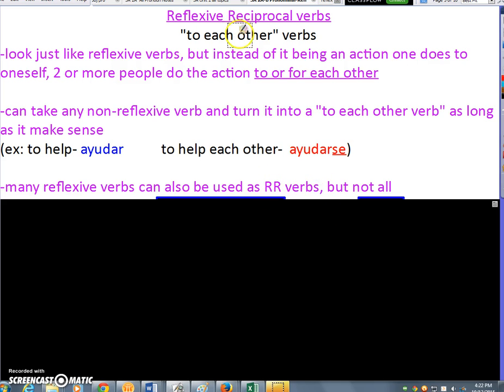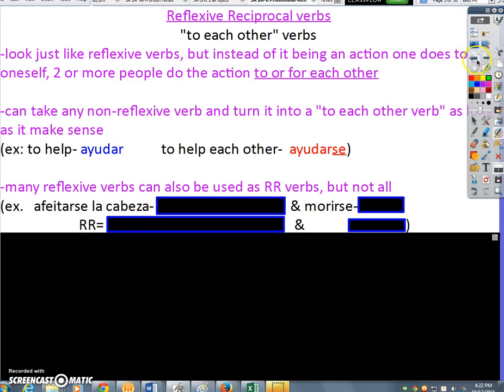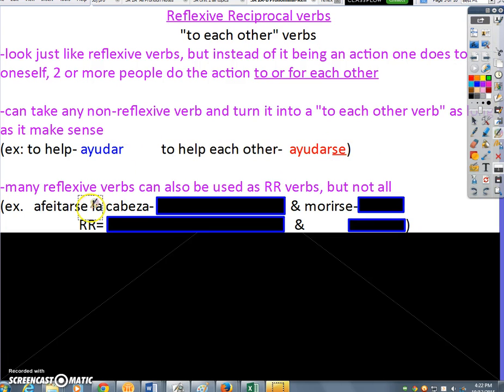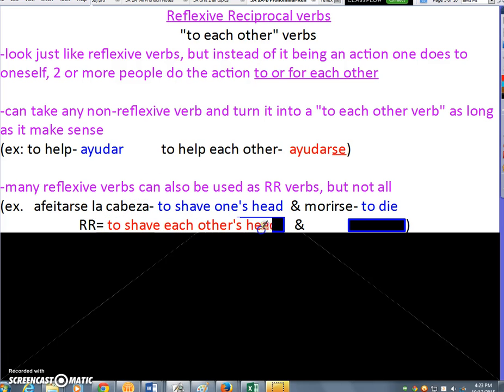Many reflexive verbs can also be used as reflexive reciprocal verbs. That's what that RR stands for. I'm just helping you guys abbreviate your notes a little bit, but not all of them. For example, afeitarse la cabeza, if I go back to my pink sheet, afeitarse means to shave. So afeitarse la cabeza as a reflexive verb means to shave one's head. And in the past, we learned the verb morirse, which is to die, and these are reflexive verbs. If we change them into reflexive reciprocal verbs, let's see if they make sense. So instead of to shave one's head, as a reflexive reciprocal verb, a to each other verb, it would be to shave each other's heads.